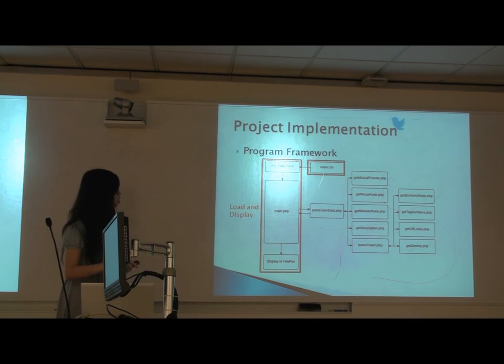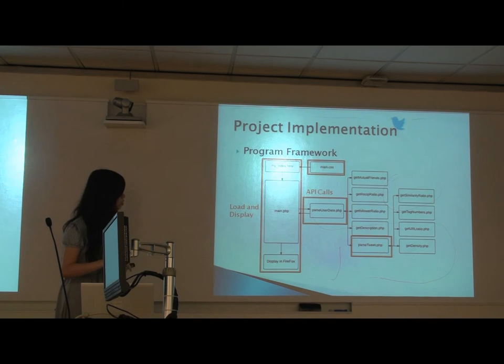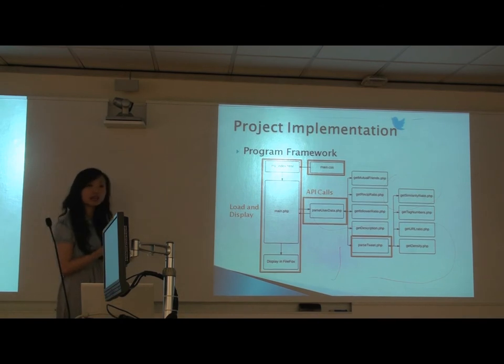So these parts of the program will be responsible for load and display. They are loaded into Firefox to display the results. And the API calls are centralized in parseUser.php and parseTweet.php because Twitter sets a limit on the maximum API calls that can be used in an hour. So I have to decrease the number of API calls being used. So these two are the files containing the API calls.